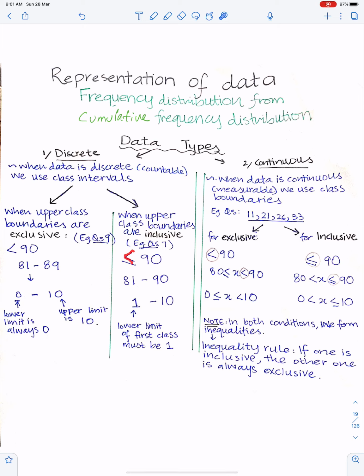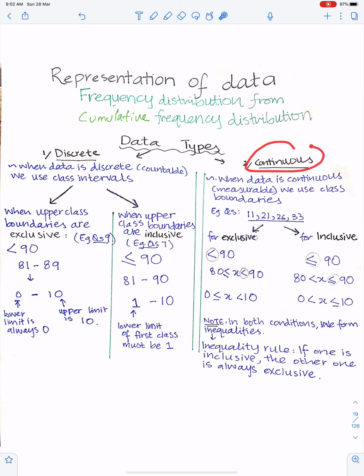When upper class boundaries are inclusive, then this number must be the same, and the lower limit of the first class interval must be 1. And when this is exclusive, then this number is 1 less, like this should be 89, and the lower limit of the first class interval must be 0. This rule is for discrete data.